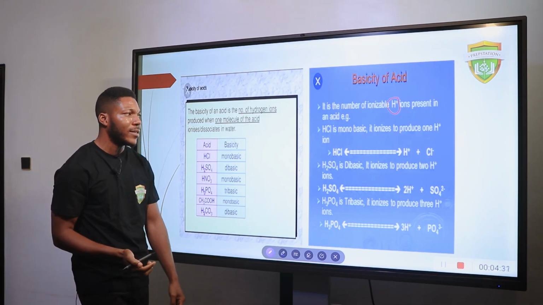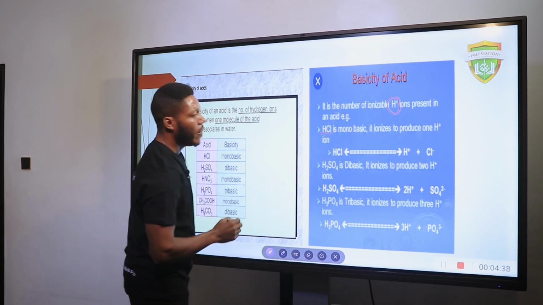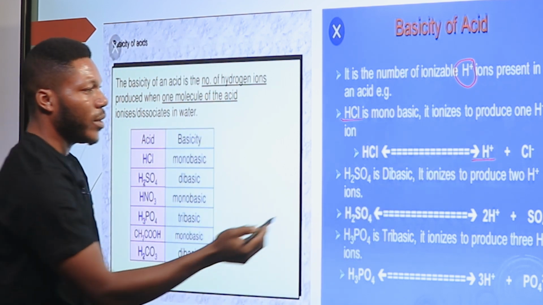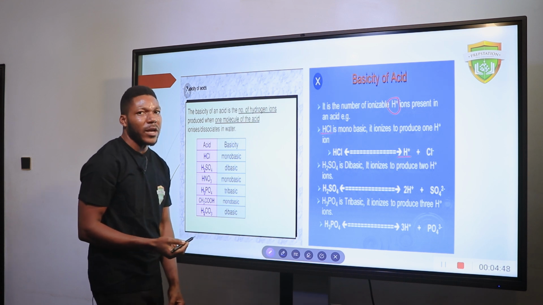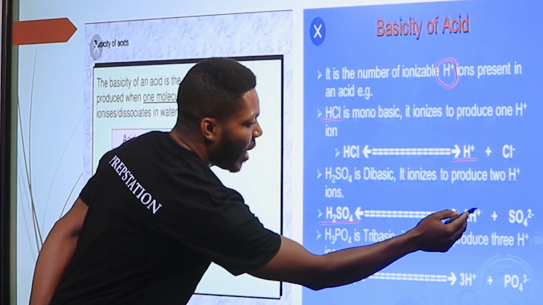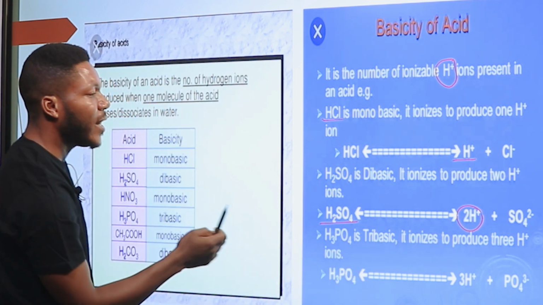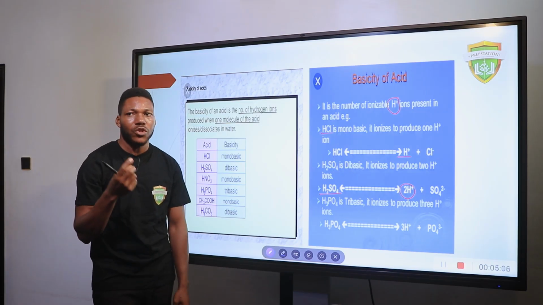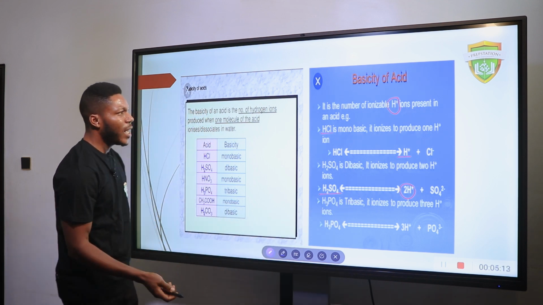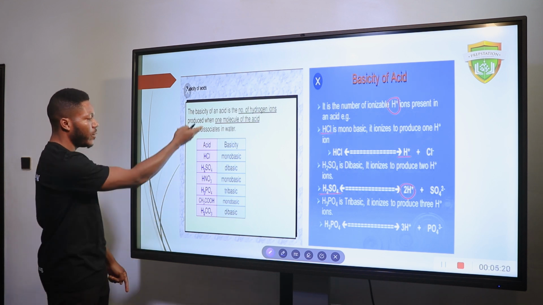For example, we have what we call the monobasic, the dibasic, and the tribasic. In the case of a monobasic acid, we have HCl. If HCl ionizes in water, it's going to give us only one proton, which is the hydrogen ion, with Cl minus. Now, if a compound is dibasic, it means that when it dissociates in water, you're going to have 2 H plus. Don't forget that mono means 1, di means 2, tri means 3, tetra means 4, and so on. So we also have tribasic, tetrabasic, and so on. The number of hydrogen ions present in an acid is called the basicity of an acid. For example, these are all examples.